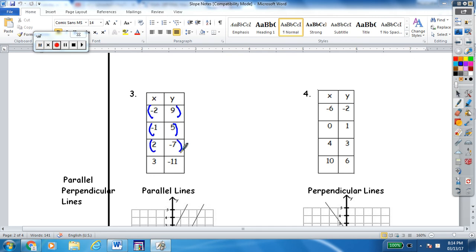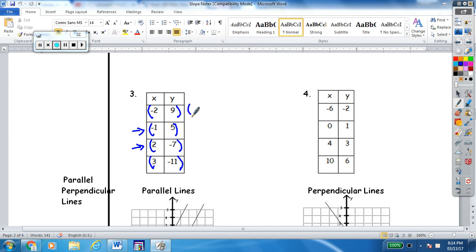And it does not matter what 2 points you pick. You have to pick 2 points, but it doesn't matter which ones because the slope of a line will always be the same no matter what 2 points you pick. I like to pick 2 points that are close to each other so that reducing will not be a big deal. In this case, I'm going to go ahead and pick (-1, 5) and (2, -7). Again, it does not matter which ones you pick.